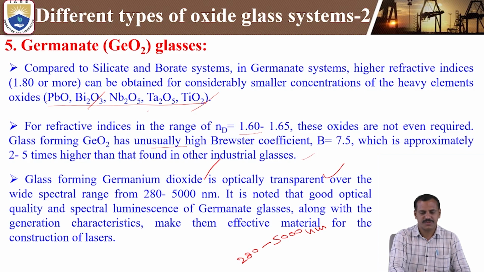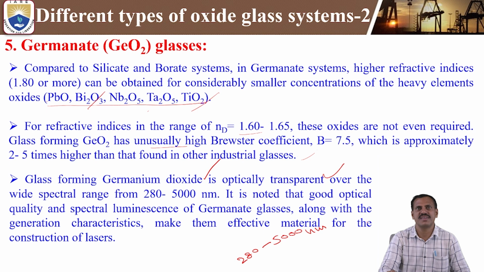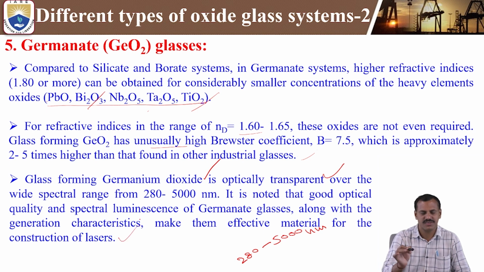The quality and spectral luminescence of germanium glasses, along with the generation characteristics, make them an effective material for the construction of lasers. So having this important property, optically transparent over the wide spectral range from 280 nanometer to 5000 nanometer, and the spectral luminescence also being very high, is why they are used for different applications in the construction of laser devices. They are using the germanium-based glass systems.